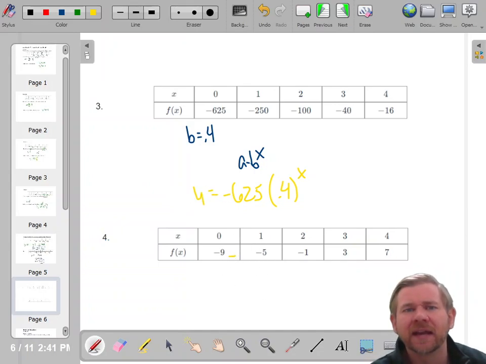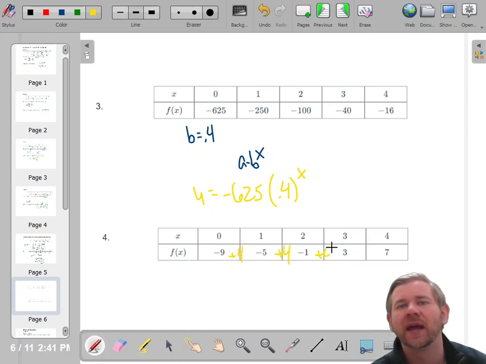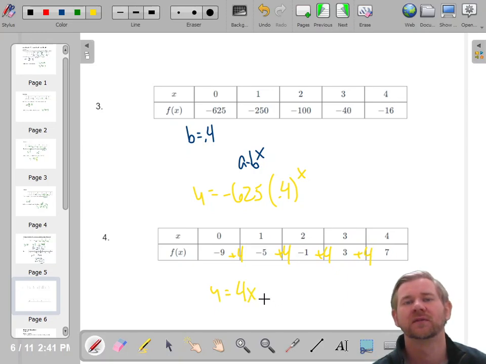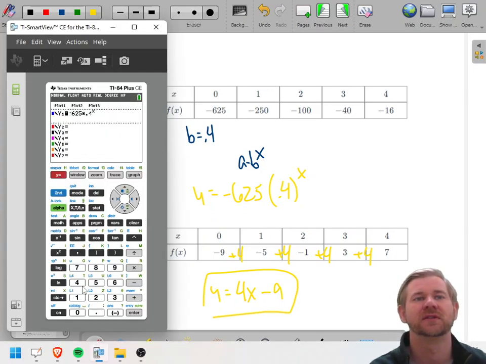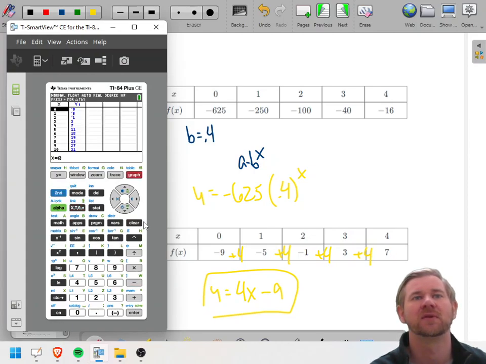And this one is adding 4, adding 4, adding 4. This is linear because they're the same every time. So the slope is 4, and the y-intercept is negative 9. So 4x minus 9. And if you want to check that one too, just because it's good practice, 4x minus 9. Go to your table. How did we do? 0, negative 9, 1, negative 5, 2, negative 1. We got it. Good job.